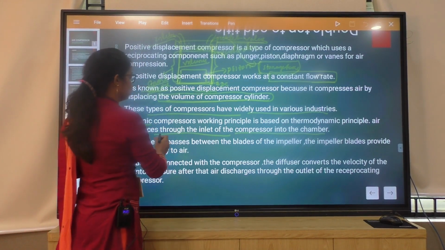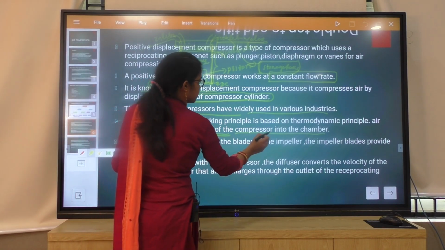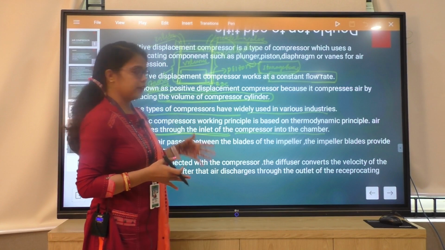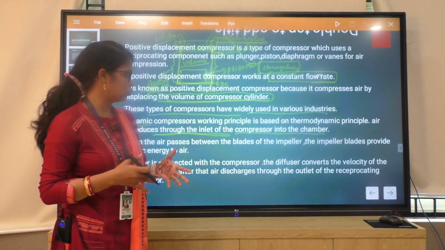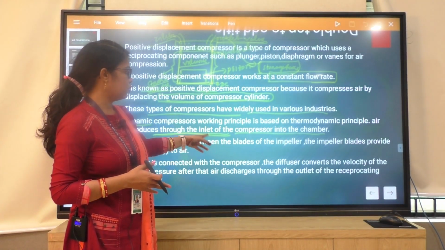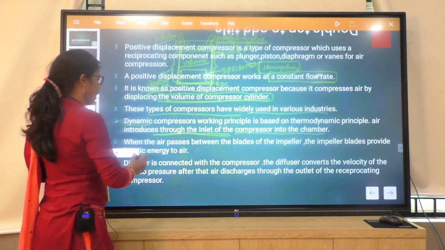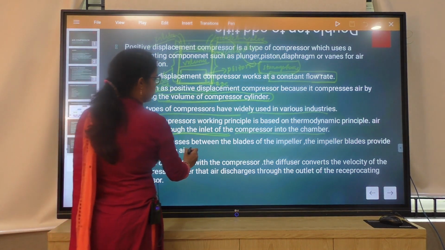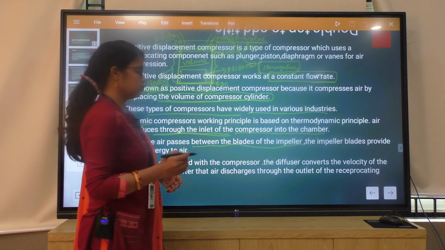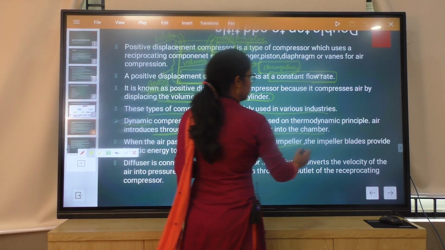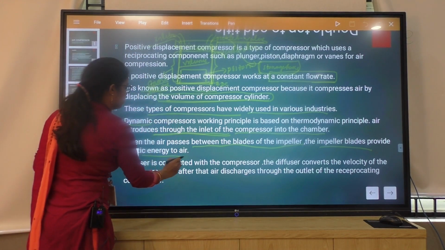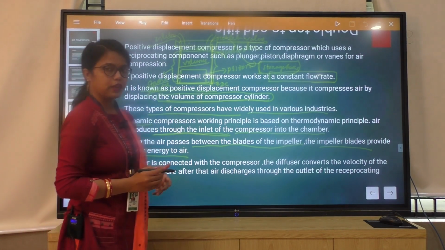The air is introduced through the inlet of the compressor into the chamber. That means it takes in atmospheric air into the chamber through the inlet. Clear? And when the air passes between the blades of the impeller, the impeller blades provide kinetic energy to the air. Okay. And that is the function of a dynamic compressor.